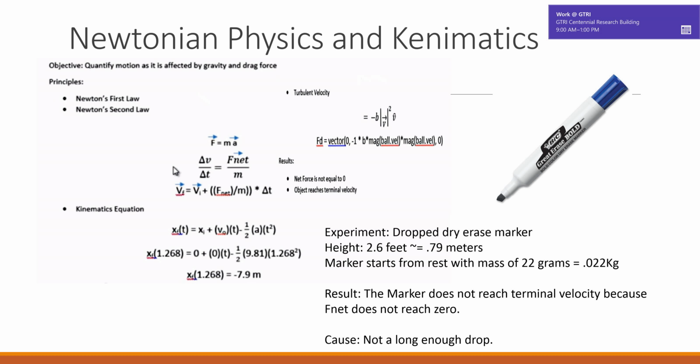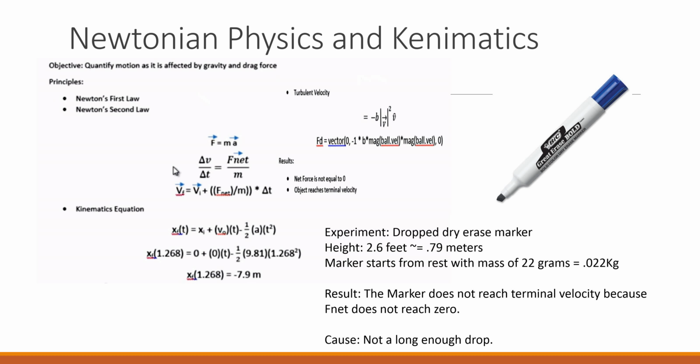I used this formula to predict how accurate the model was to how my actual experiment went. My experiment was I dropped a dry erase marker from around 2.6 feet, less than 1 meter. It started from rest, and it only weighed about 22 grams. The result of my experiment was the marker did not reach terminal velocity because the F net did not reach 0. This is most likely because I did not drop the marker long enough.